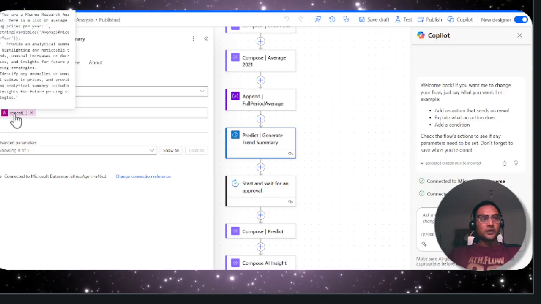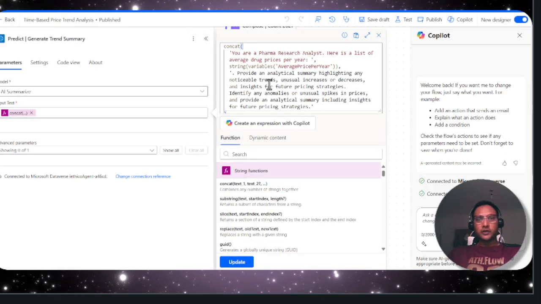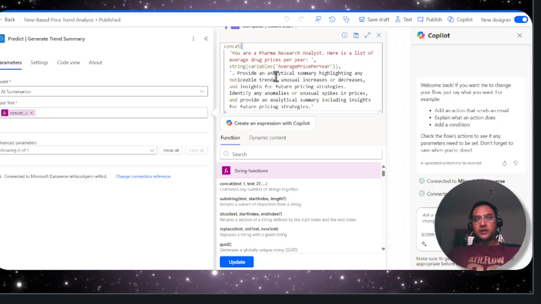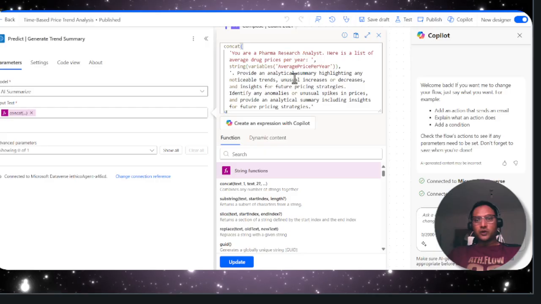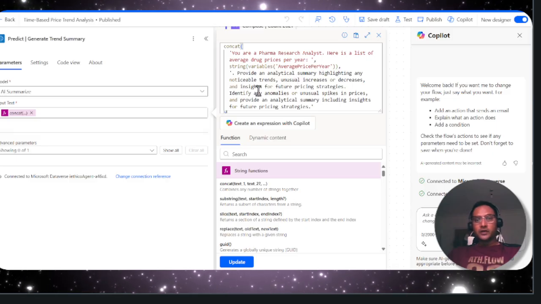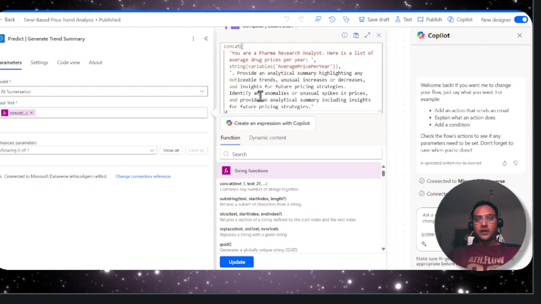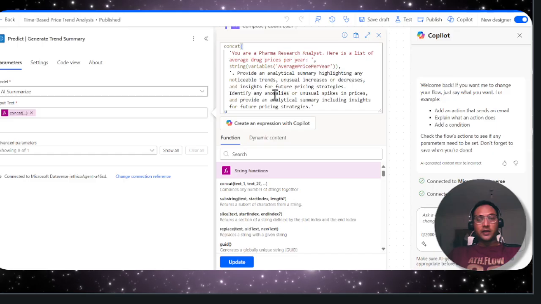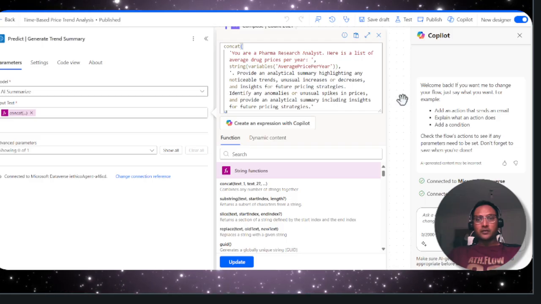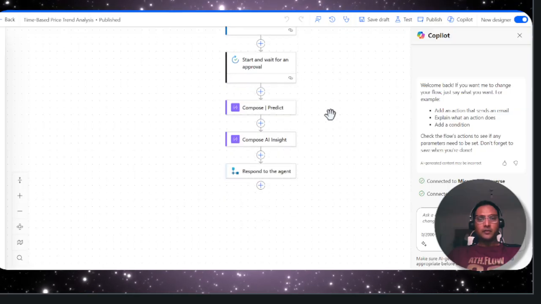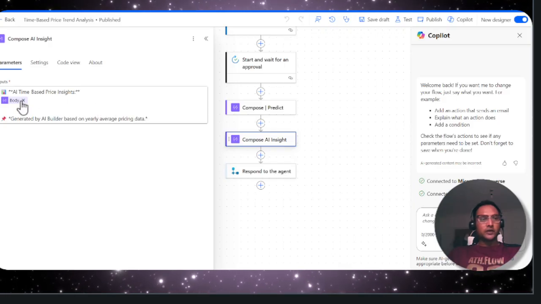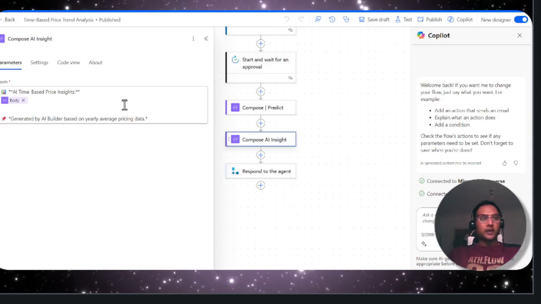This is important again. We are saying the Pharma research analyst has a list of drug prices per year, and I'm asking AI to provide an analytical summary highlighting any noticeable trends, unusual increases, decreases, and insights for future pricing strategies. I'm also asking AI to identify any anomalies or unusual spikes in prices and provide pricing insights. And I have this final compose AI insight, where whatever output I get from AI, I'm passing it here.